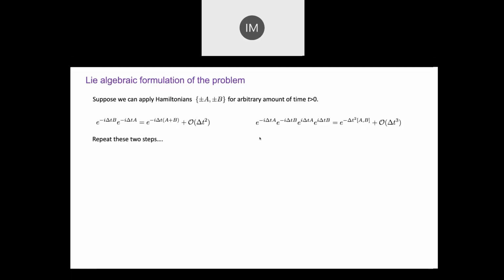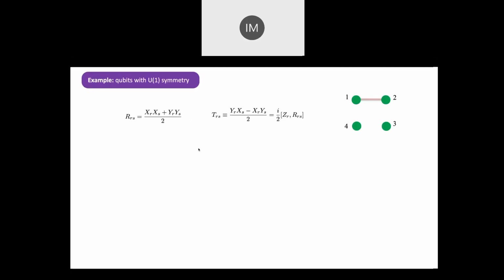So we studied the Lie algebra generated by local operators that satisfy symmetry. And so for example here, in this U(1) symmetry problem, I have these two Hamiltonians which both have U(1) symmetry: XX plus YY, and YX minus XY.